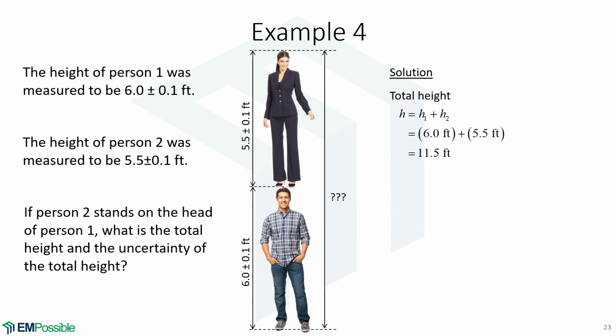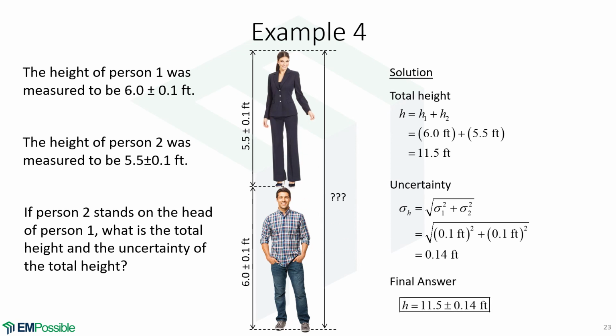Well, the overall height is the sum of their heights. It's 11.5 feet, but that 11.5 feet could be off. That has an uncertainty associated with it. And what we have here is the uncertainty of the sum of two quantities. And when we plug in our numbers, we get 0.14 feet. So that's the uncertainty of their total height of 11.5 feet. So we would report that answer as 11.5 plus or minus 0.14 feet.